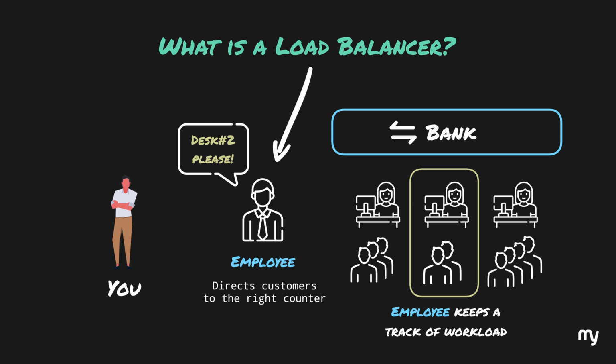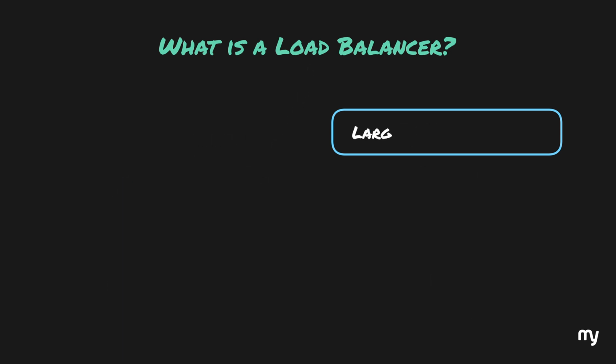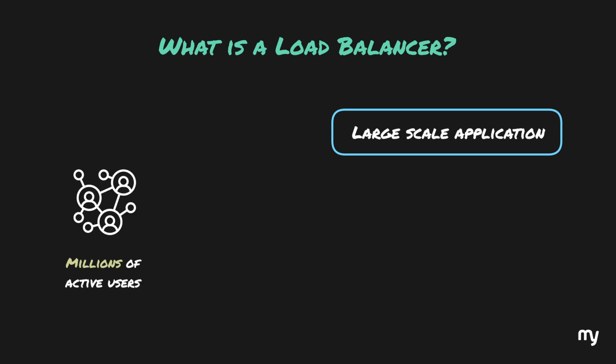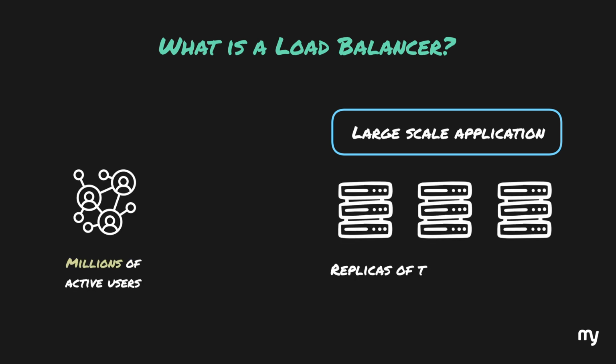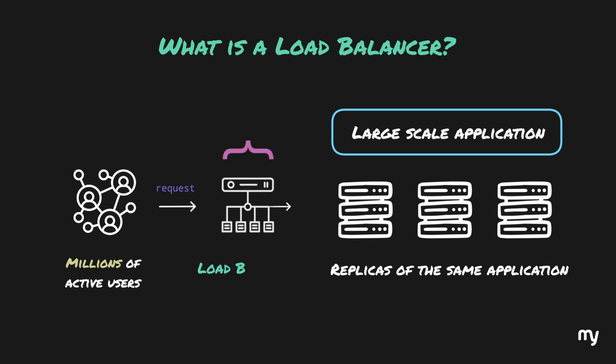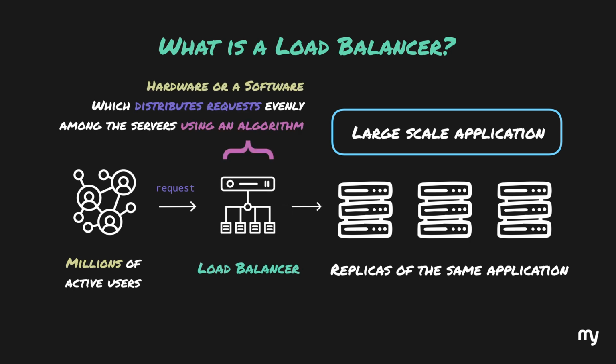Thinking about this example in the world of software engineering, in modern applications which are large scale and have millions of active users, we often have multiple servers which are replicas of each other, and each replica hosts exactly the same functionality. So when these millions of users interact with the application, their requests go to one of these servers. A load balancer is a hardware or a software which distributes these requests evenly to the underlying servers, and it does so using an algorithm.